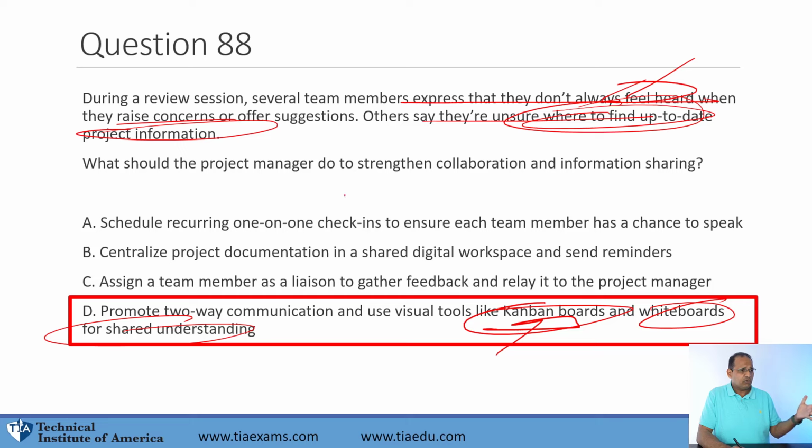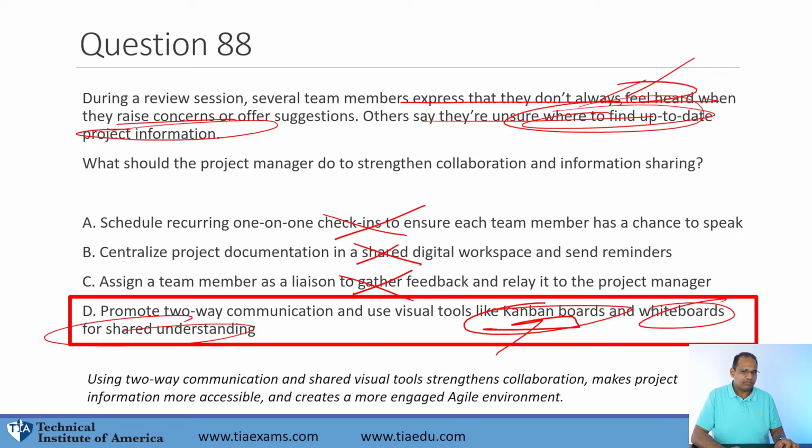You don't want to just do one-on-one check-ins. This is not something team members have with you. It's more like between themselves. You don't need a one-on-one. Central digital workspace, we prefer low-tech, high-touch. So I would go with D over B. And you just don't want to have one person do it all. You shouldn't have a liaison. You should work with them. Making D best answer.